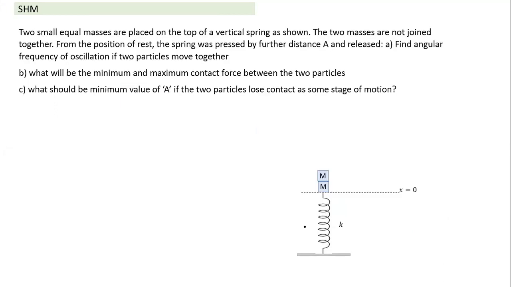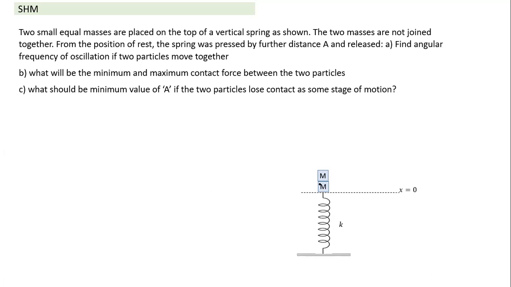Okay, let's move on to some more questions on a spring mass system. The spring mass system, I think this is also an important type of variation of the SHM equation. So in this case, what is given? Two masses, M and M, are placed on top of a vertical spring. Very small masses, so you can take both like a point. They are not joined together, basically just placed on top of each other.